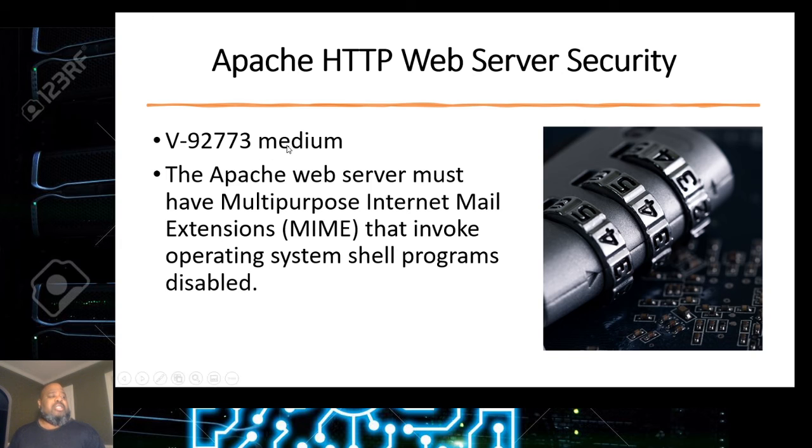The Apache web server must have Multipurpose Internet Mail Extensions (MIME) that invoke operating system shells disabled. You shouldn't run a mail server and your application server on the same website. So if you're running this as a website, you want to cut off your internet mail. The reason for doing that is a lot of malware and a lot of hacking is done through email. So you want to cut that off and block that type of traffic on your web server.